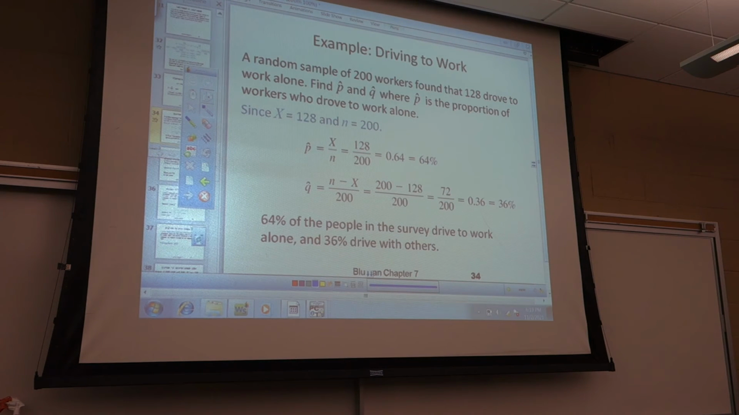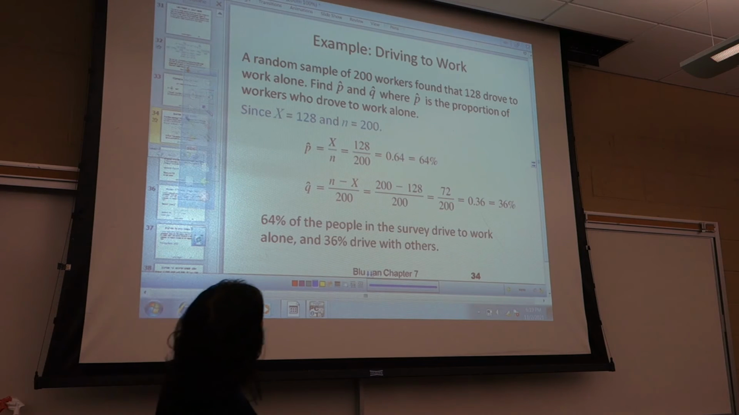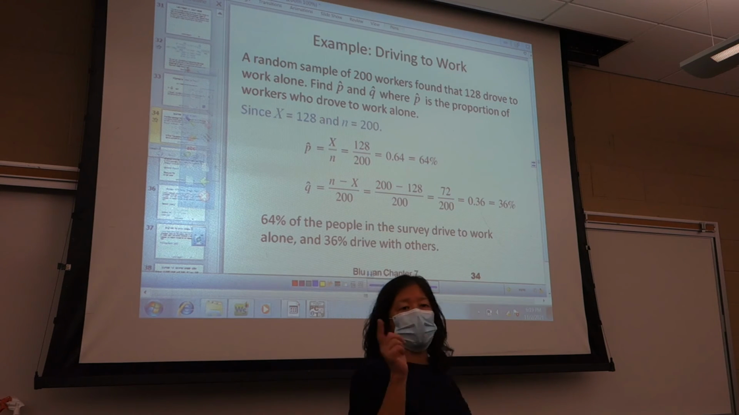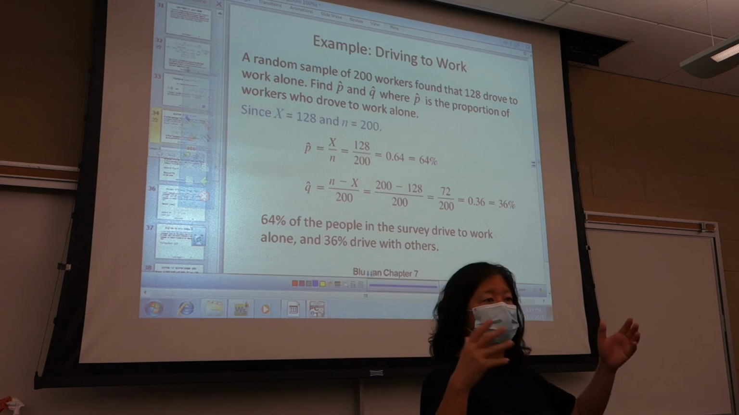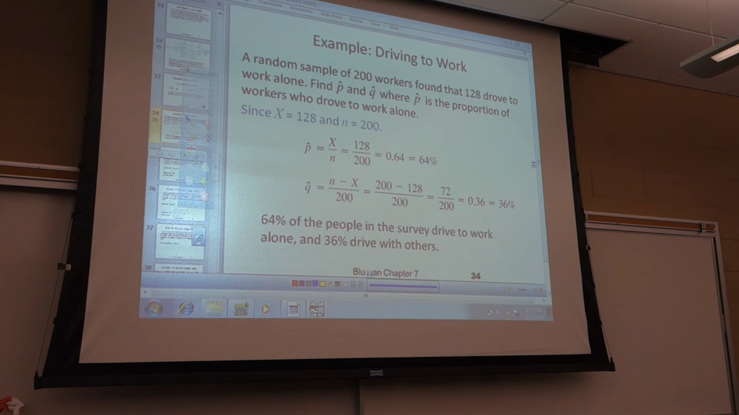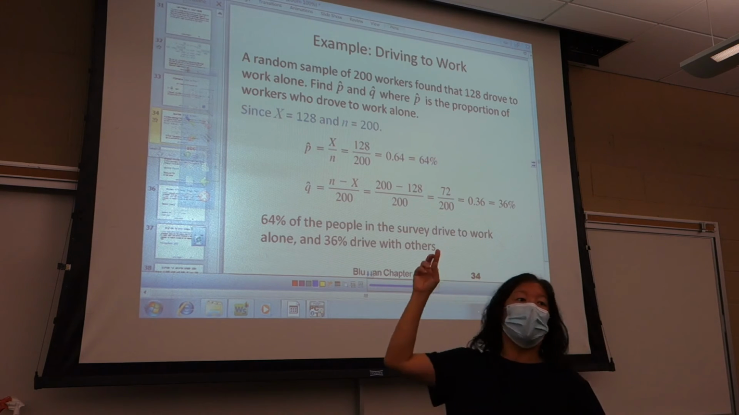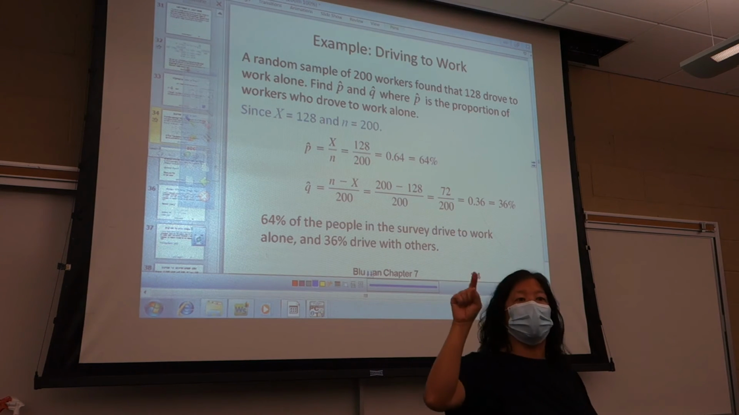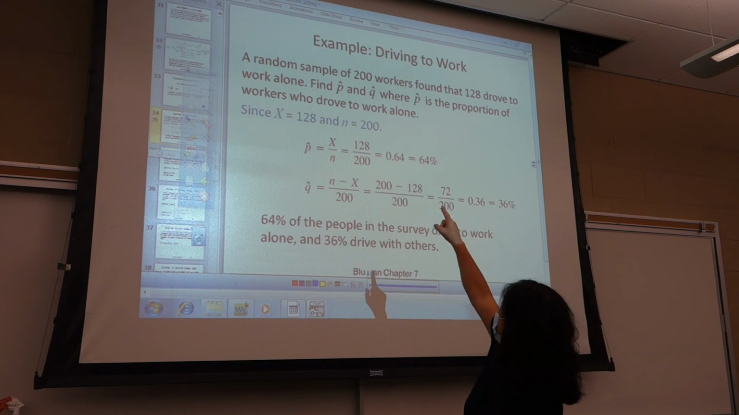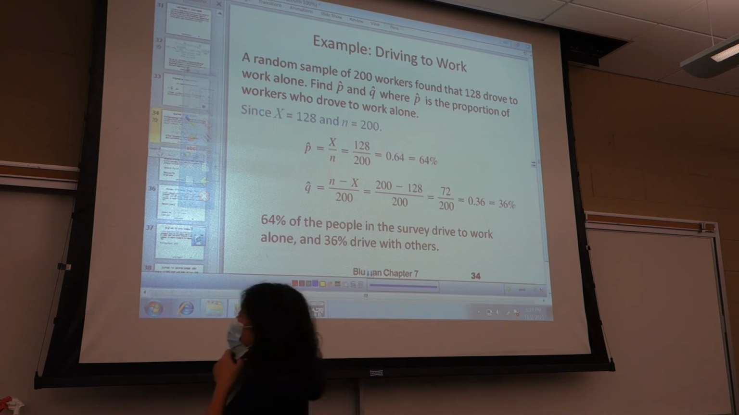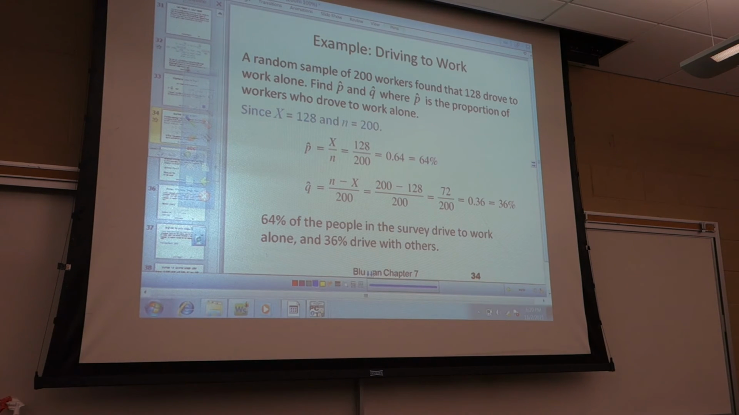Perfect. So did I give you a percentage in there? Do you see a percentage? I'm not talking about the 95% confidence interval, because that's different. But like an actual percentage? No. So instead, what did I give you? 200 workers. That's my sample of. Sample of is your n. So that's my n. 200 is my n. 128 drove to work alone.